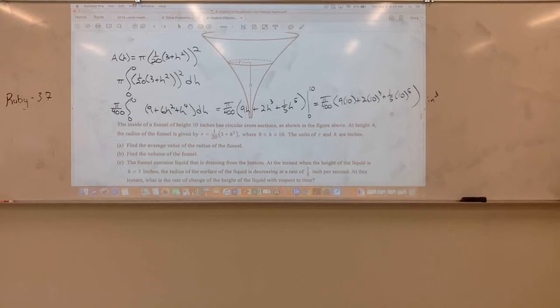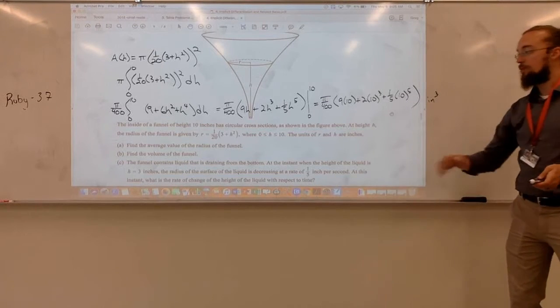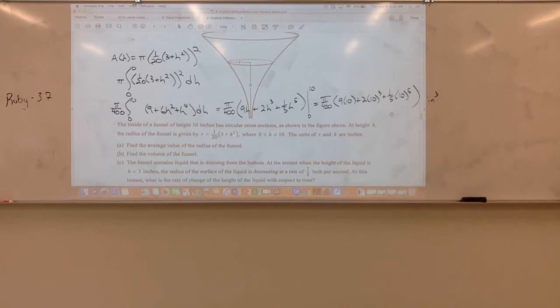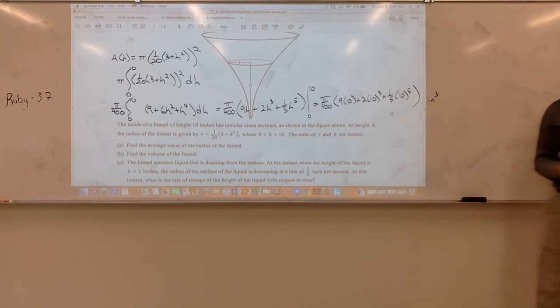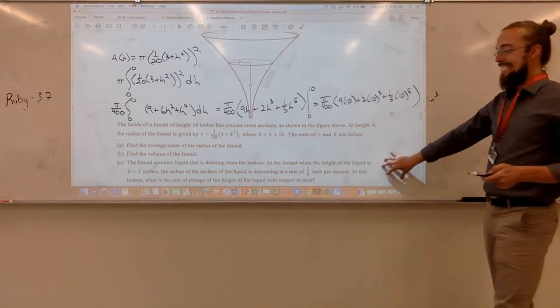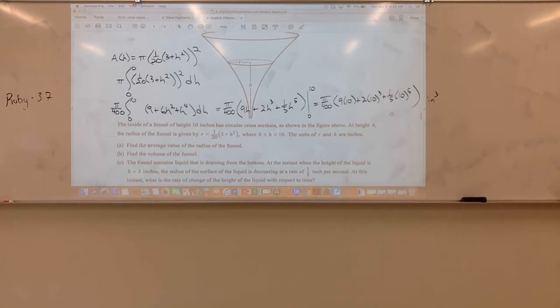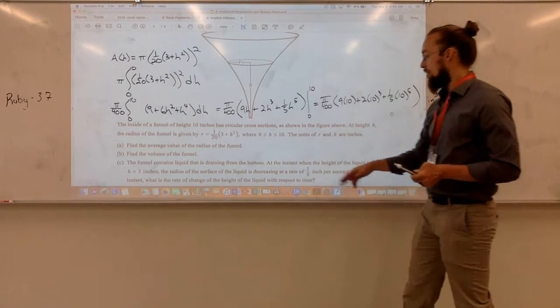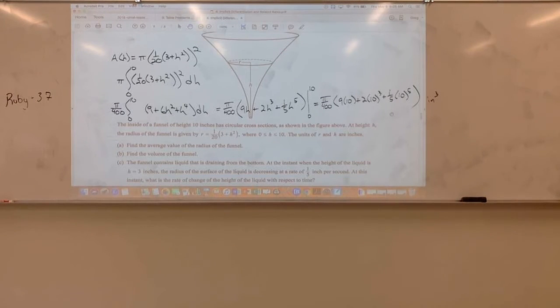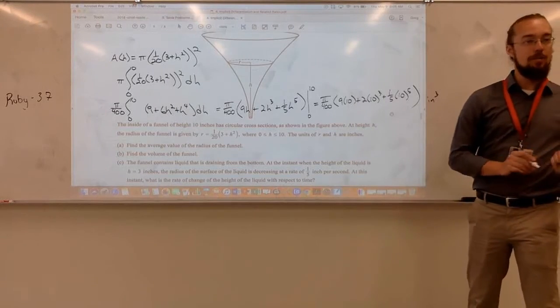Okay, so now it's actually not until part C on this problem that we run into related rates. This one was multiple different ideas: average value, volume, and related rates combined into a single problem. So C says the funnel contains liquid that is draining from the bottom. At the instant when the height is 3 inches, the radius of the surface is decreasing at a rate of 1/5 of an inch per second. At this instant, what is the rate of change of the height with respect to time?